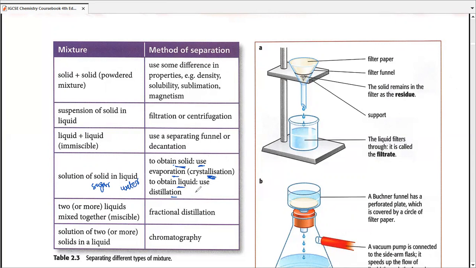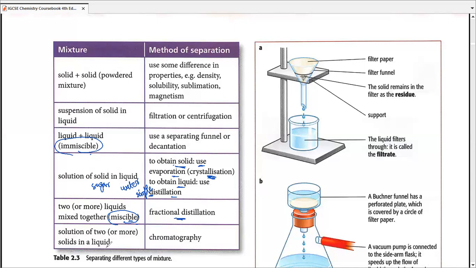Most of the time, I ask my students not to use just the word distillation. Instead, change this by using the words simple distillation so that you can differentiate between this kind of distillation and the next one in the very next box. Moving on to that, two or more liquids mixed together if they are miscible. Remember, we studied immiscible liquids. Now is the time we study miscible liquids. They are separated by another kind of distillation, that is fractional distillation.